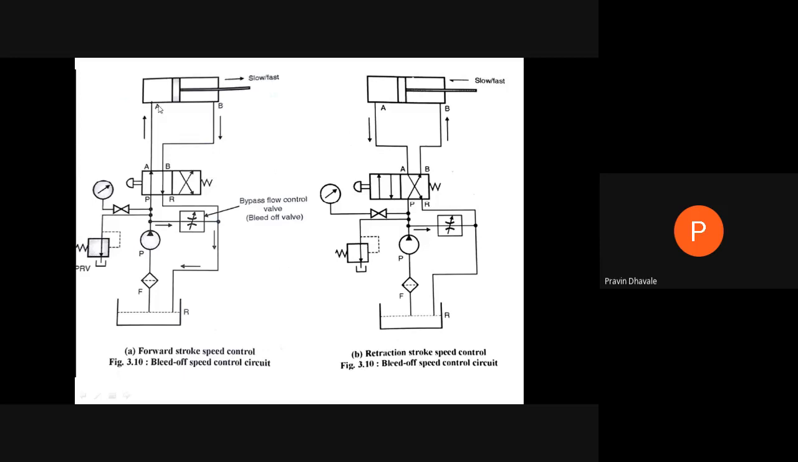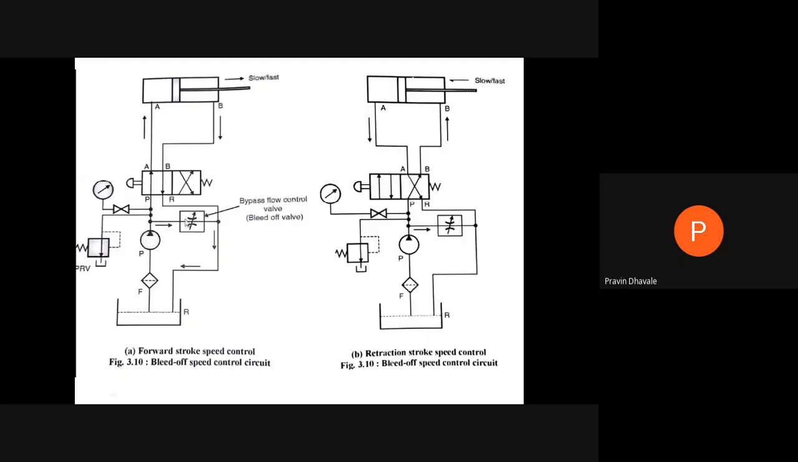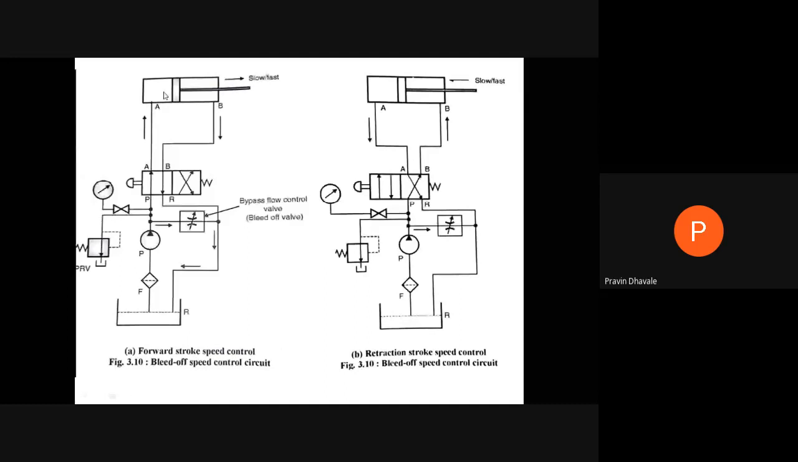Now, whenever you have to control the forward movement of the piston, if this pump is operating at 15 bar pressure, and you supply this 15 bar pressure at the left hand side of this piston, at that time this piston will be moving at a very fast speed toward the right side.